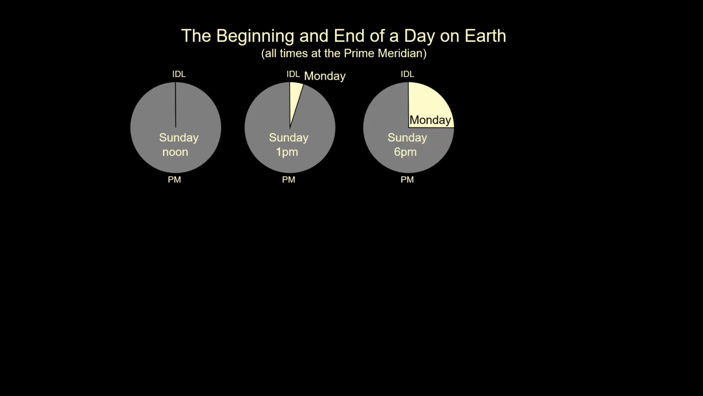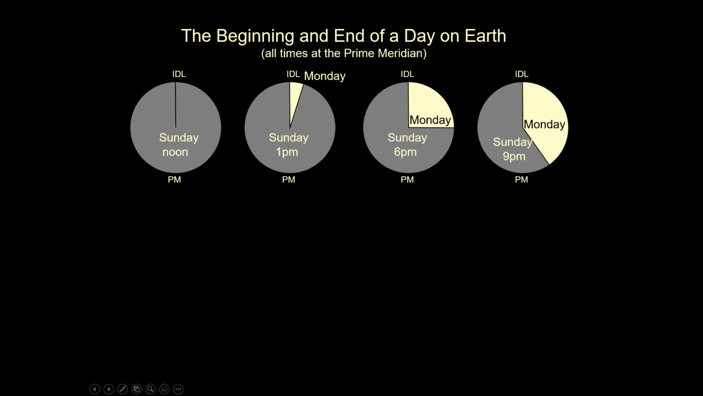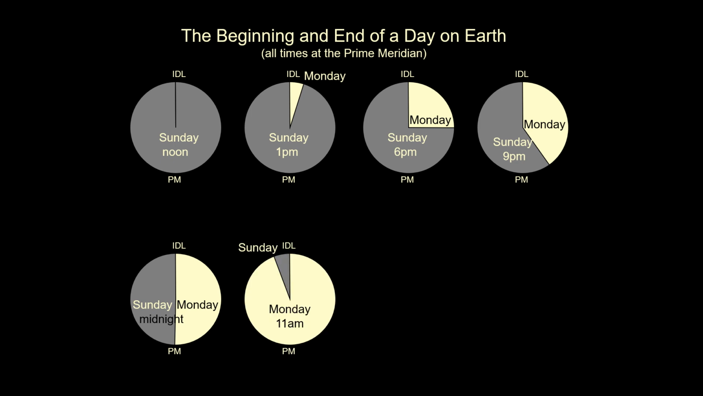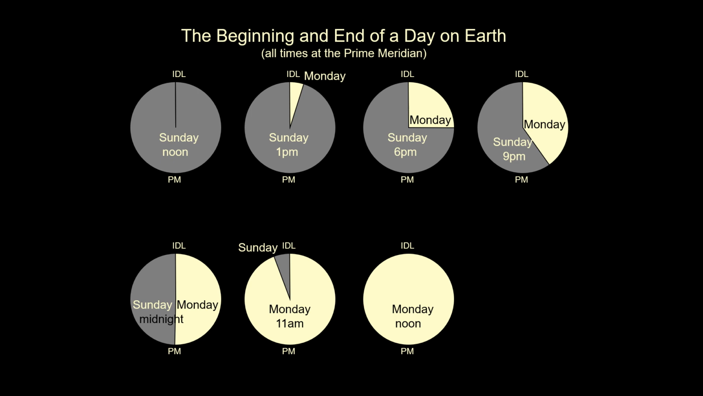So let's continue to advance things. At 6 p.m. at the prime meridian, about a quarter of the planet is Monday, and about 3/4 is still Sunday. And I think you get the idea. Here's 9 p.m. at the prime meridian. Monday is not quite halfway there, but at midnight at the prime meridian, the Earth is equally split between Sunday and Monday. And then as Sunday begins to disappear, at 11 a.m. on Monday at the prime meridian, we have a tiny sliver of Sunday that's just about to disappear.